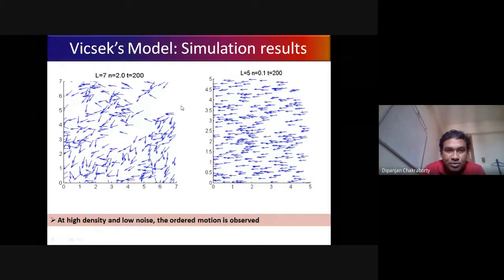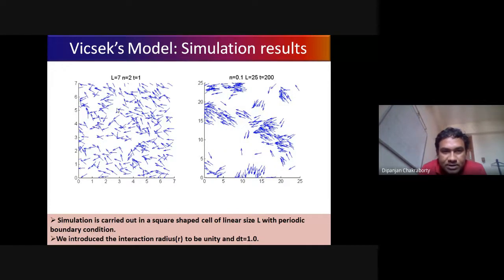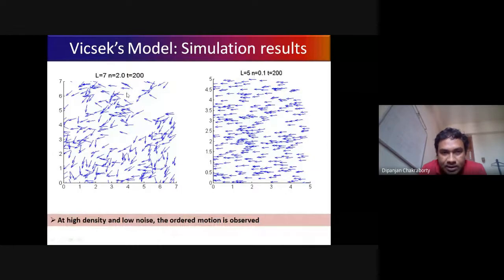For higher noise, you could see there is no correlation. The correlations are very minimal, and the velocities are basically random. Some correlation should be there that we have to calculate, but at the initial time and at the second, t equal to 200, there is no such correlation among the velocities. But the interesting fact is that as we increase the density, so if we decrease L, the density will increase, and the noise strength we have taken as lower.